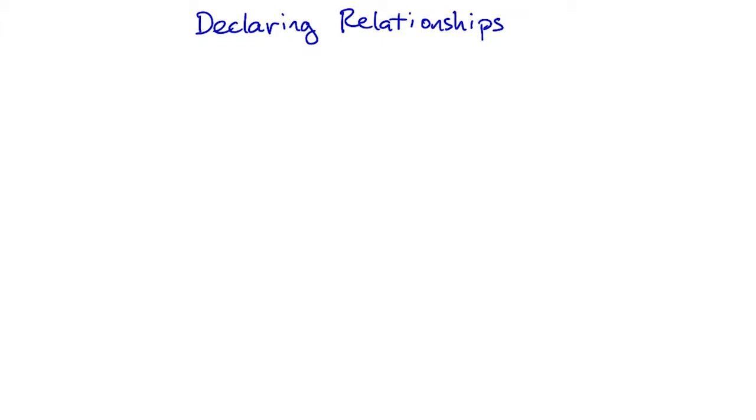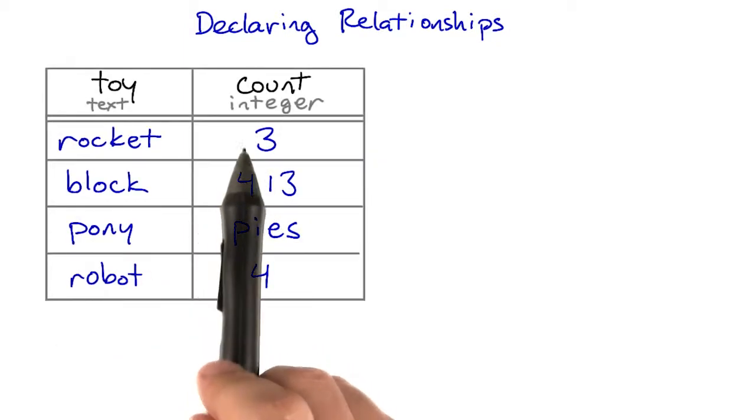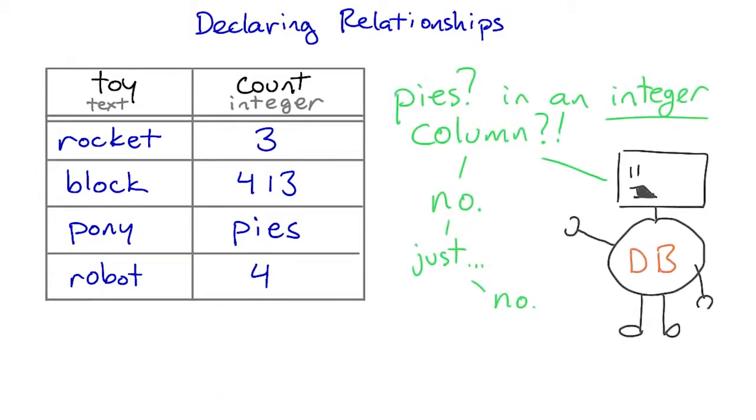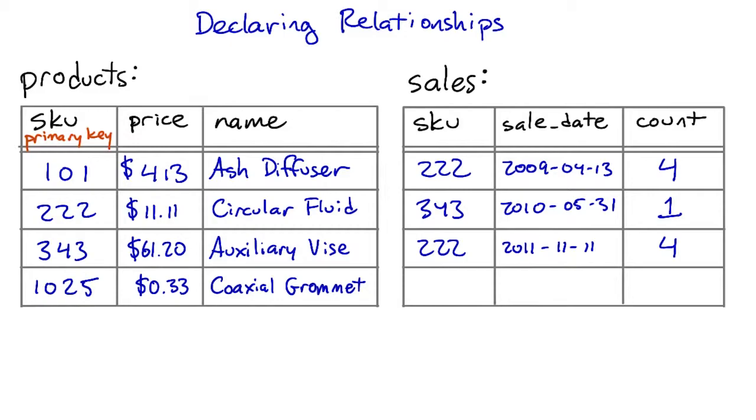When we assign types to columns, we're restricting what sorts of values can later be put into them. If we say that a column is an integer, we shouldn't be able to put the word pies in it. That's important because if we later want to take the sum or something, we can't add the string pies to some numbers. But that's not the only sort of restriction we might want to put onto a column.